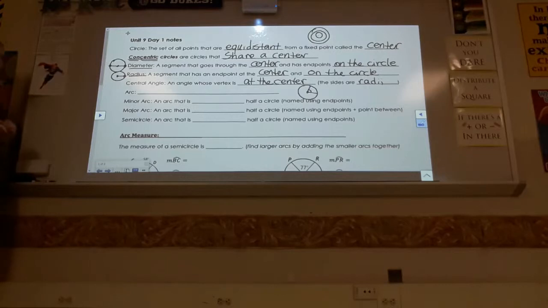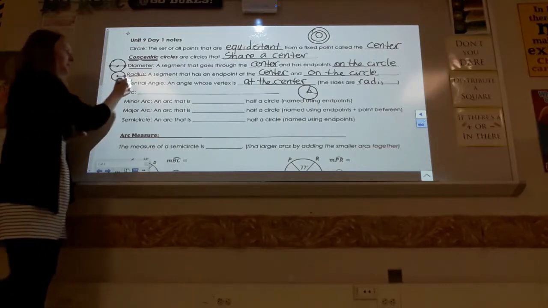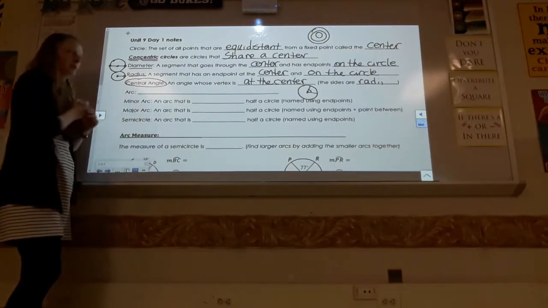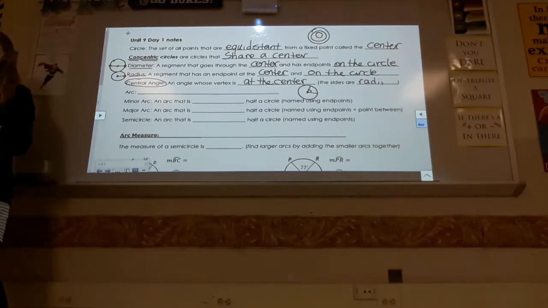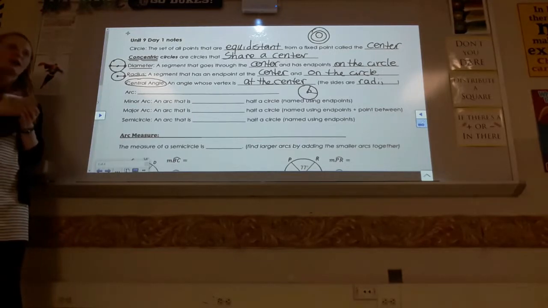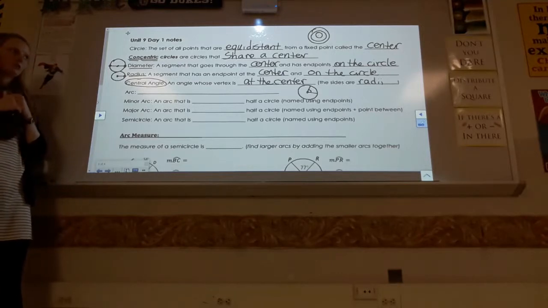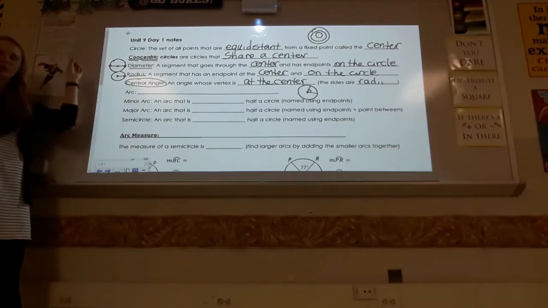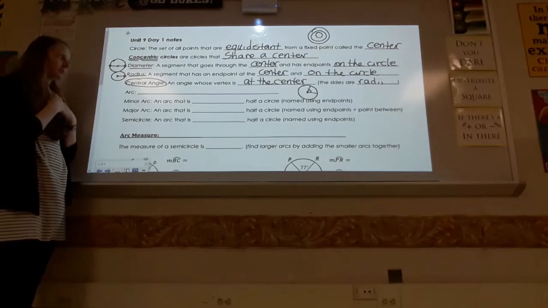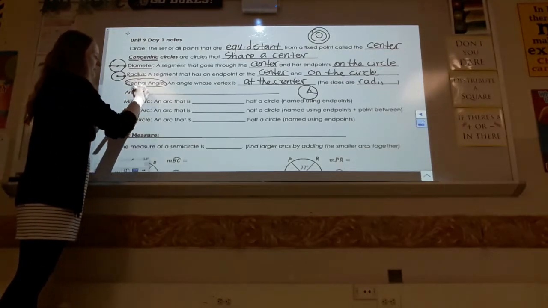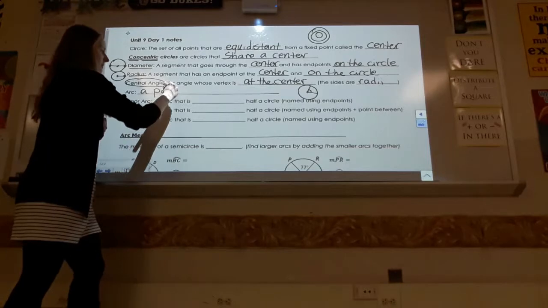Alright, so this is probably the most important word on this page, knowing what a central angle is, because we're going to be talking about other types of angles, like inscribed angles and other things. So you need to be able to know what a central angle looks like. It comes out from the center, which is where the pointy part of the angle is. Alright, an arc. An arc is a part of a circle.